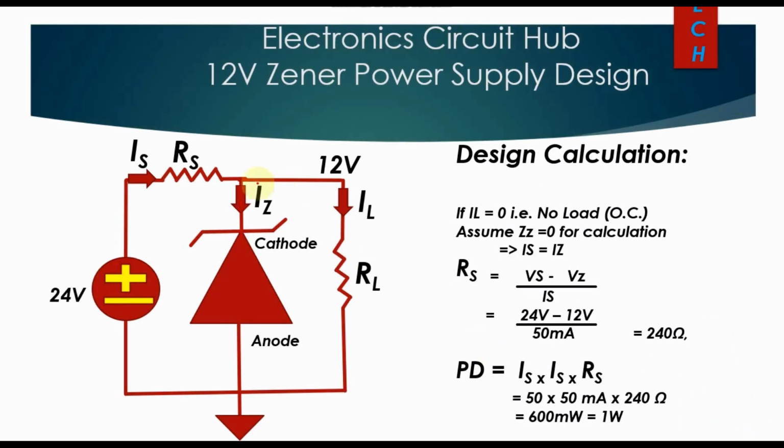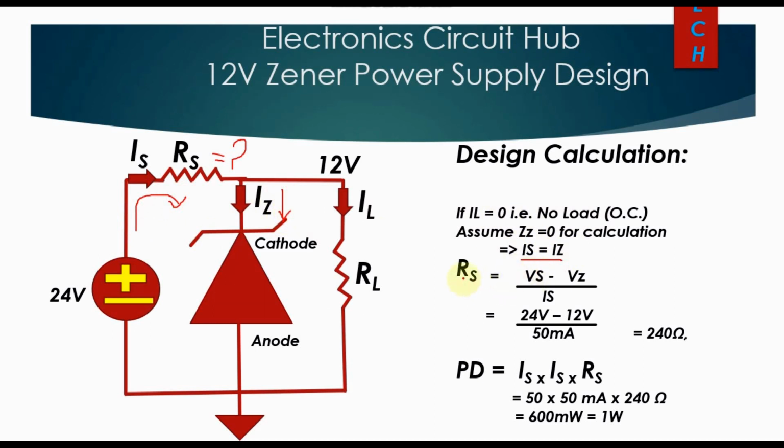So now I will calculate the value of Rs. What is the minimum series current limiting resistor you require? Okay, and what is its power dissipation? So if there is no load, that means IL equals 0. In case of open circuit, for this calculation I assume Zener impedance equals 0. Later I will show you the impact of Zener impedance. Okay, so if IL equals 0, then your Is equals Iz. Your input current would equal your Zener current. Okay. So now what is your Rs?